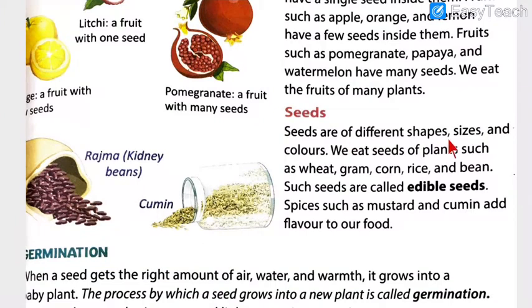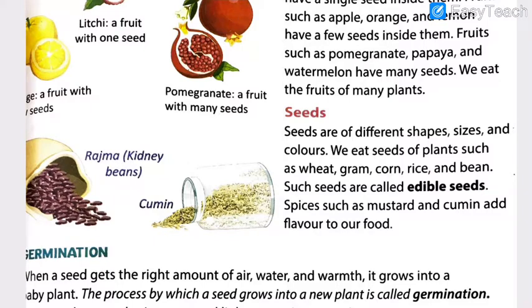Seeds are of different shapes and sizes and colors. We eat seeds of plants such as wheat, gram, corn, rice and bean. Now out of these, corn and rice are very famous. I know that many of you will have sweet corn as a favorite. Either you consume sweet corn soup or a sweet corn salad you make on your own at home, and rice is very well known, even the bean.